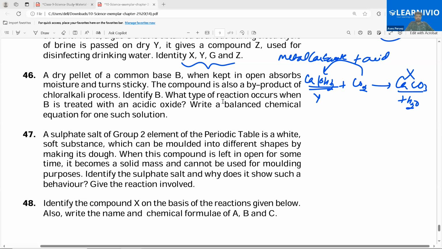Yes, sir. Done. Okay, tell me what should be the answer for B? What would happen when B reacts with any acidic oxide? B is sodium hydroxide, and a neutralization reaction will take place. Give an example of an acidic oxide.